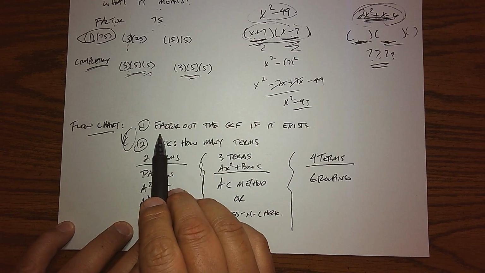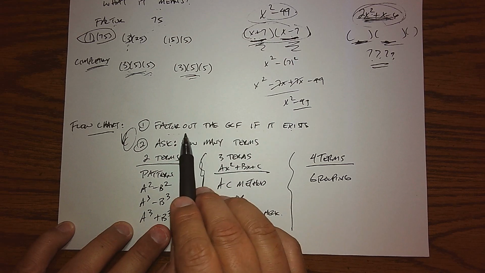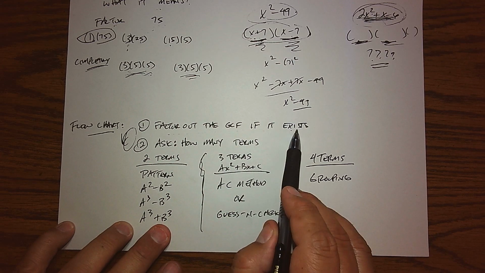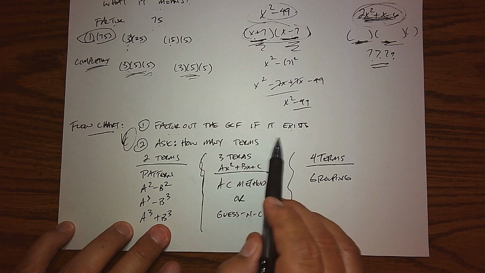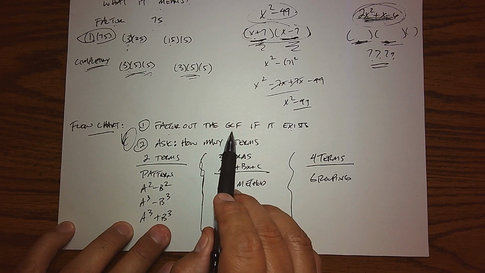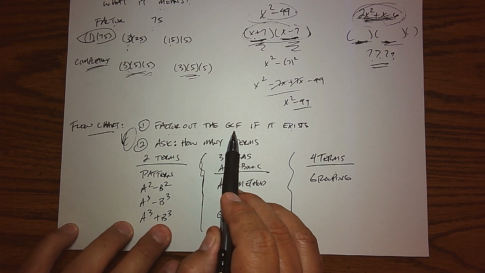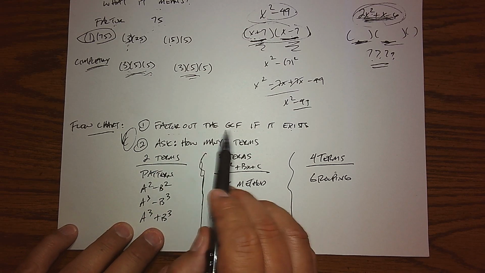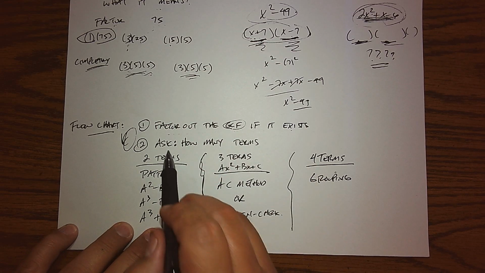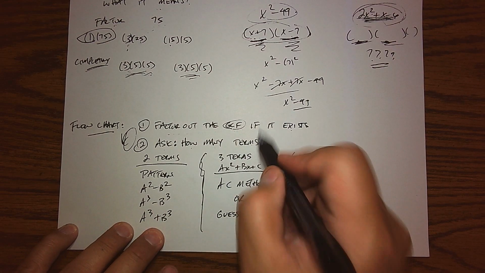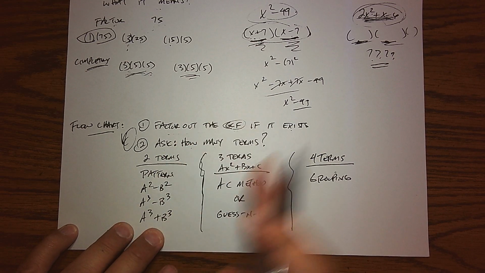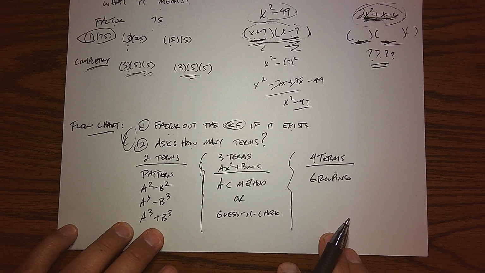The first thing you should always ask yourself is, can I factor out a GCF, right? If it exists, you do. If it doesn't, you just move on. So factoring out the GCF is how we usually want to start. As you will see later on in this section, it's the easiest thing to do. And then after we've handled the GCF, we now ask ourselves, how many terms am I looking at? And the number of terms I have drives the factoring technique we use.